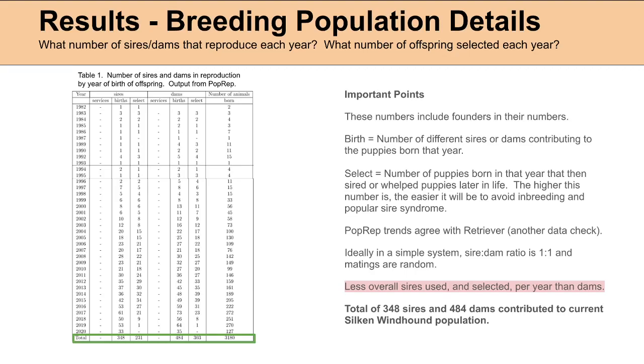Ideally, in a simple system, the sire to dam ratio will be 1-to-1 and matings will be random. But we are not in a simple system. What we can tell from the row outlined in green is that there are less overall sires used and selected per year than dams. Here it tells us that there were 348 sires that contributed to the overall Silken Windhound population and 484 dams. That is not a 1-to-1 ratio that we were aiming for.